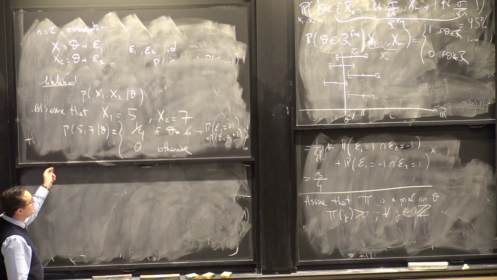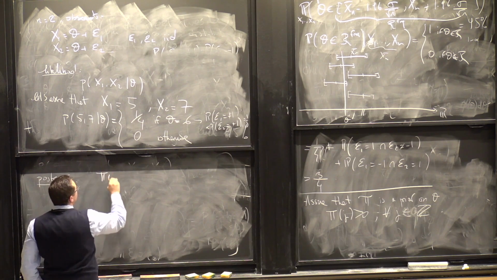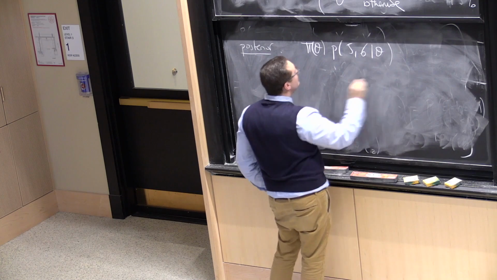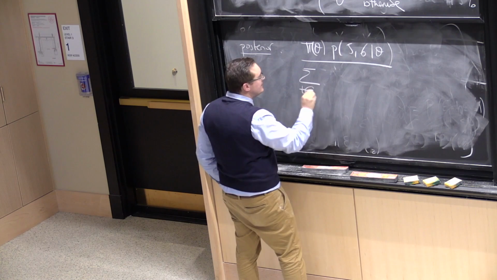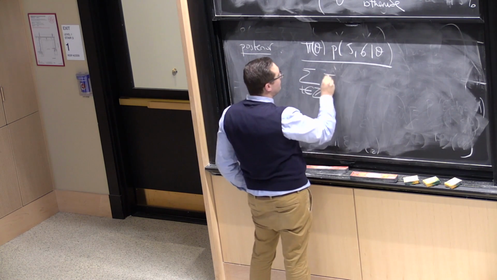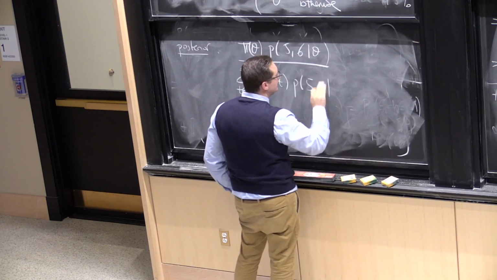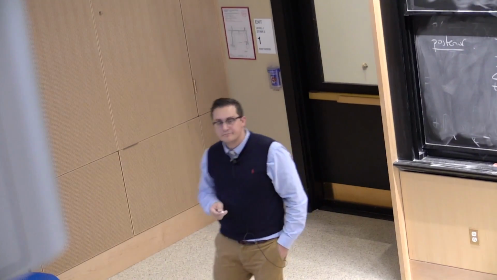So that's my likelihood. And if I want to know what my posterior is, well, it's just pi of theta times p of 5, 6 given theta divided by the sum over all t's, say in z. So now I just need to normalize this thing: the sum of pi of t, p of 5, 6 given t. Agreed? That's just the definition of the posterior.